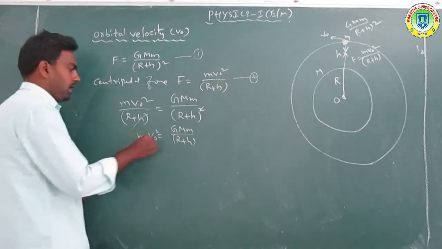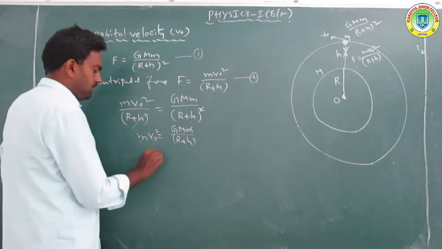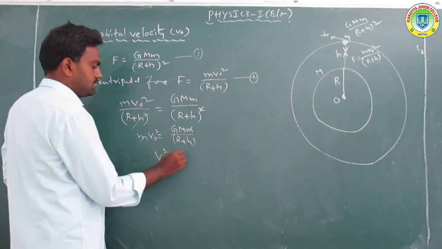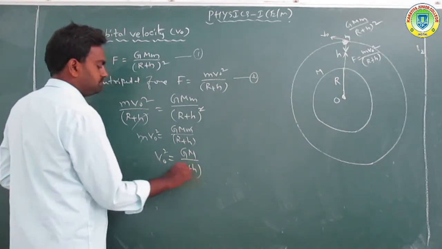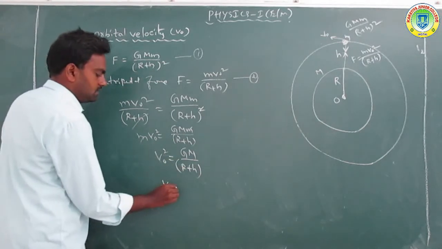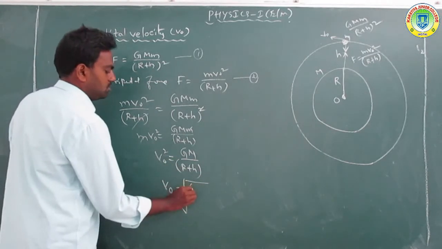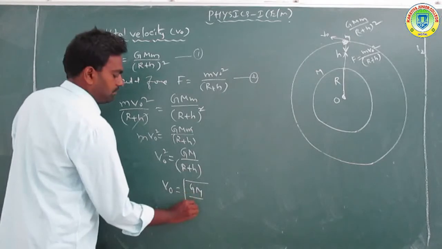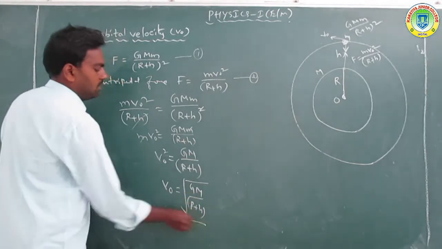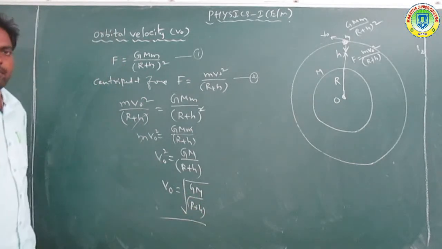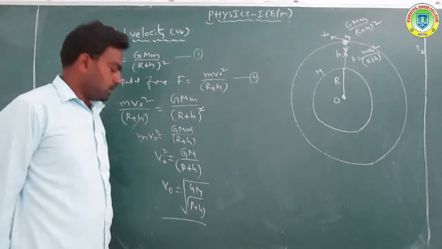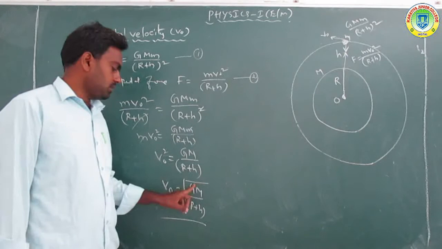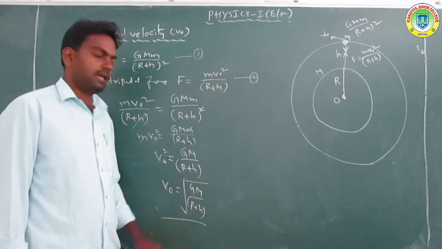Okay, so M and M are cancelled. The remaining equation is V naught square equals G M by R plus H. So V naught is equal to the square root of G M by R plus H. This is the orbital velocity. So the required orbital velocity V naught is equal to the square root of G M by R plus H.